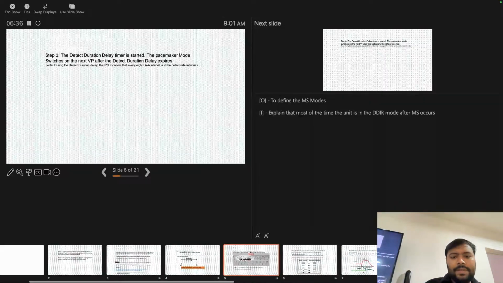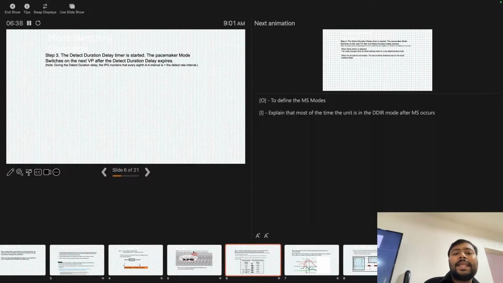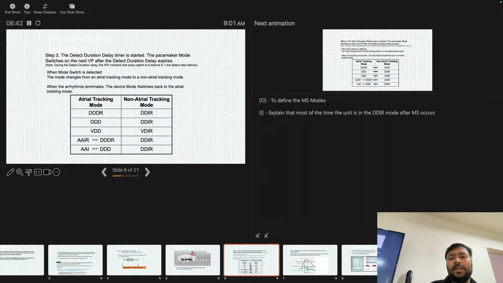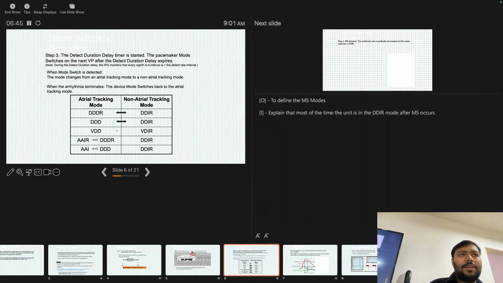So the same thing we saw here. Then the third thing is the detection duration. It's a time delay. Exactly what will happen, sir, after the mode switch is detected, the timer has started. That is the one we are going to see in the diagnostic history, like how long the mode switch has happened. After that, the device will continuously monitor the A to A interval, for when it goes out of the detection rate. Once it comes within the box, it will switch to the normal mode. Before switching, it will confirm the criteria that I will show you here, sir.